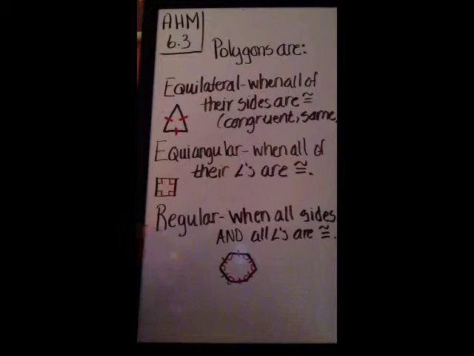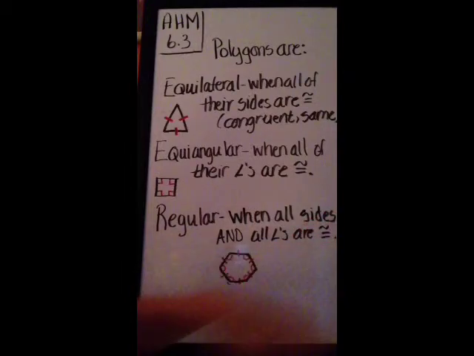Regular polygons are defined as those polygons that have all their sides and all their angles congruent. So here's a really poorly drawn regular hexagon. All the sides are the same length and all the angles are the same measure.